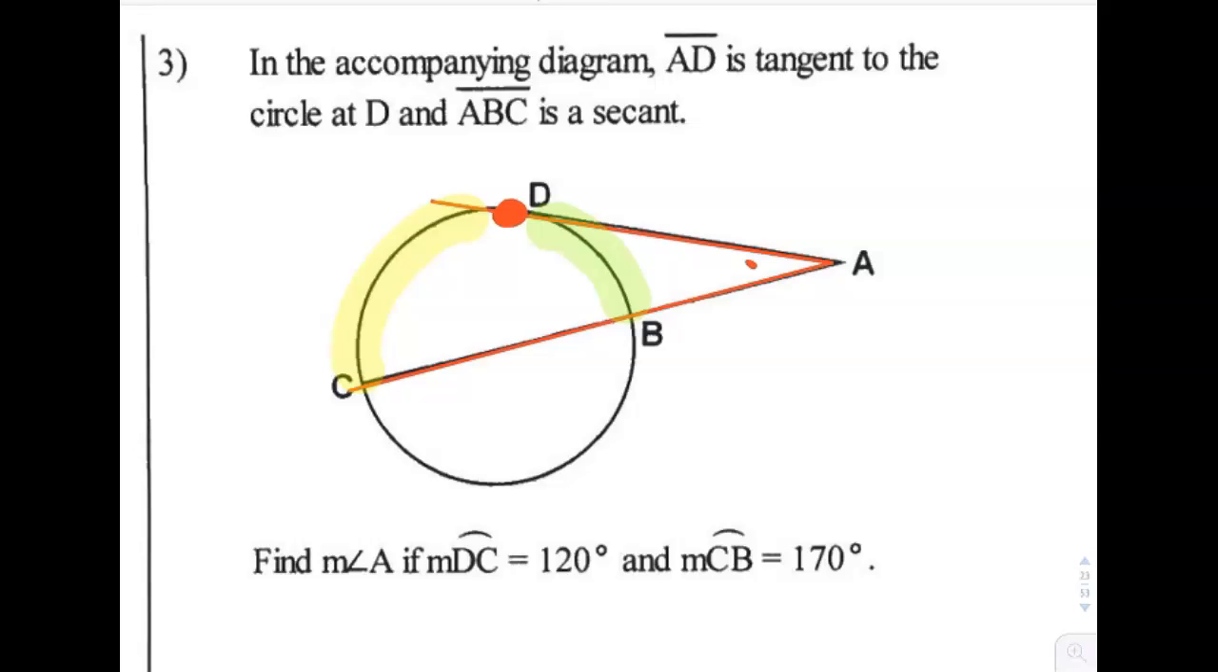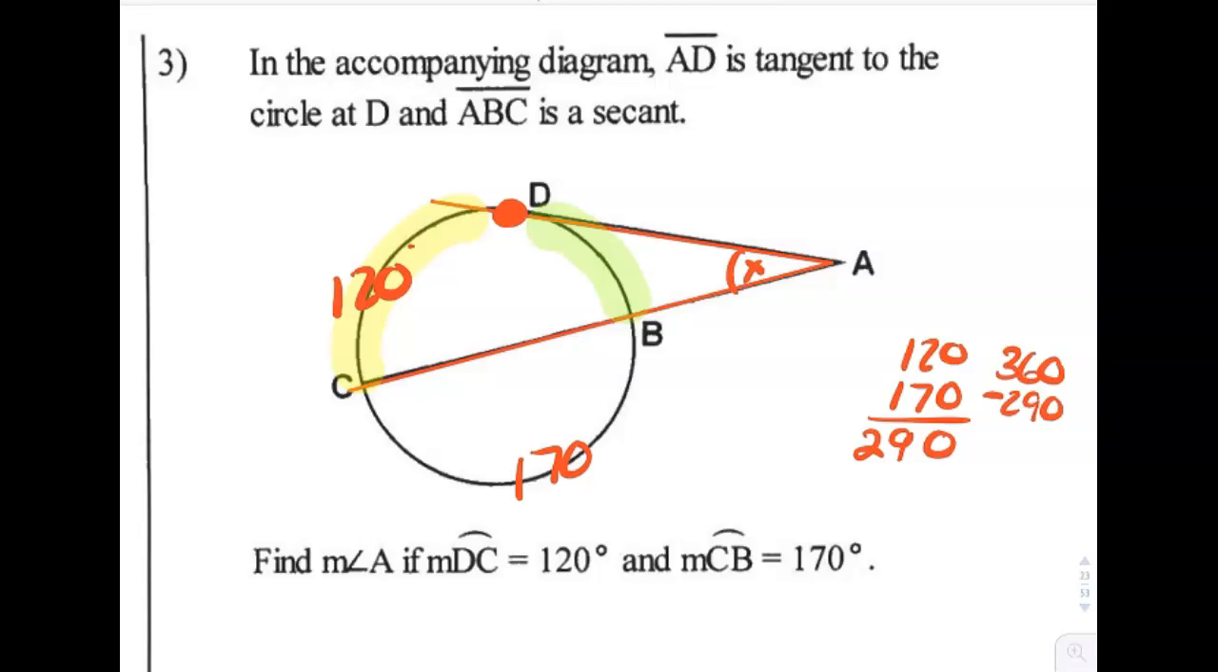So it says find angle A, right, if arc DC is 120 and arc CB is 170. Careful, it said CB, right? Well, I need this, not this, but I'm going to use that 170. So far, out of the whole circle, I have used 290 degrees, right? An entire circle is 360. So that leaves me with 70 degrees for that.